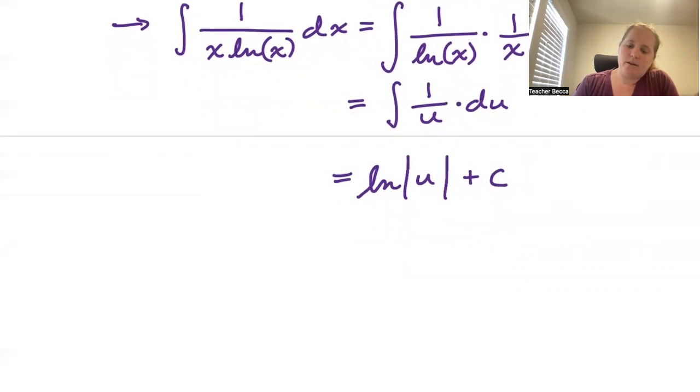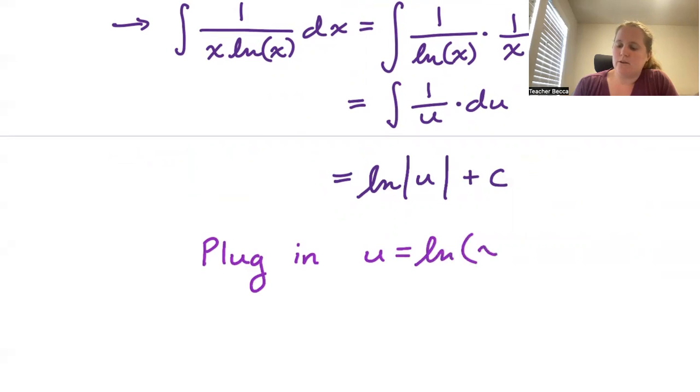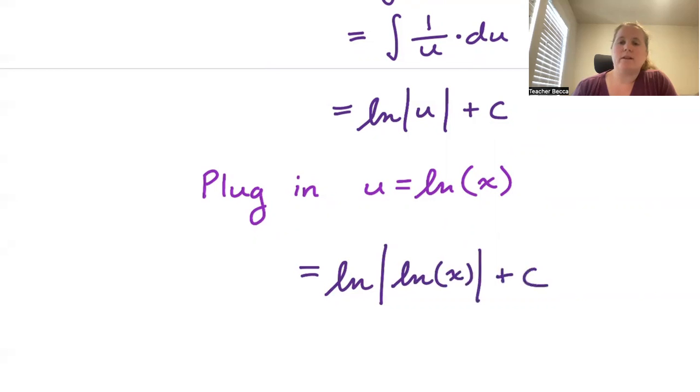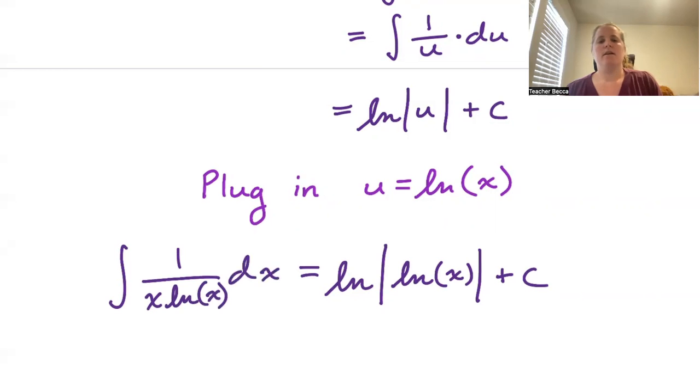And then we can go ahead and plug in our known fact that u was itself equal to the natural log of x. So at this point, we wind up with the integral being the natural log of the absolute value of the natural log of x plus c. So again, the integral of 1 over x times natural log of x, all in the denominator, dx is natural log of the absolute value of the natural log of x plus c.